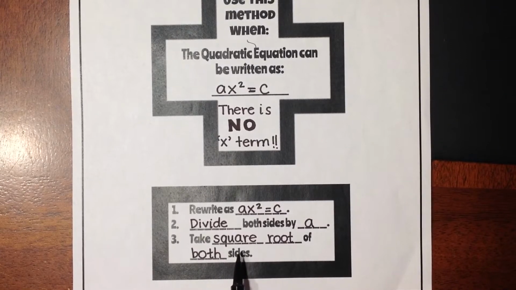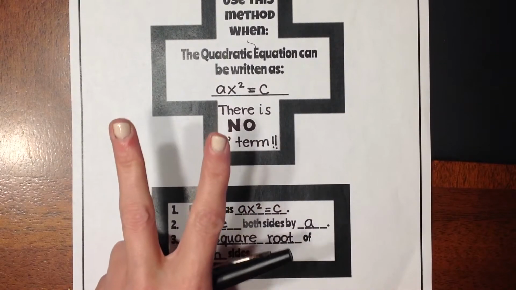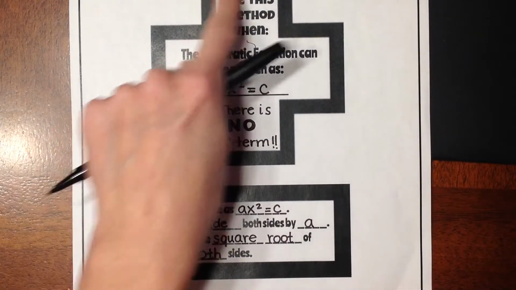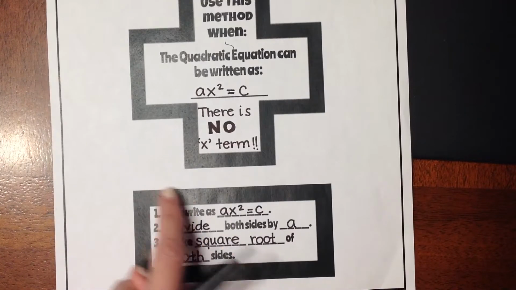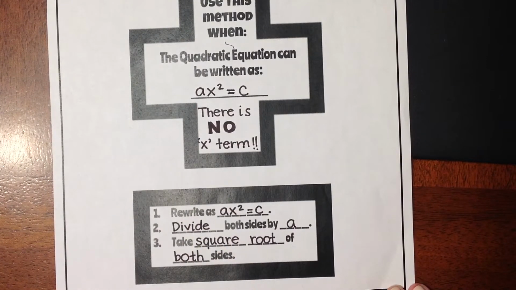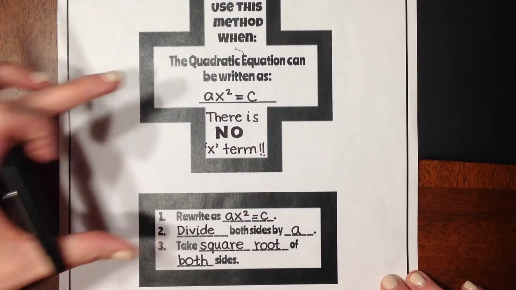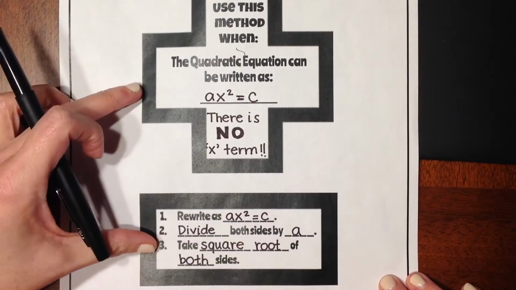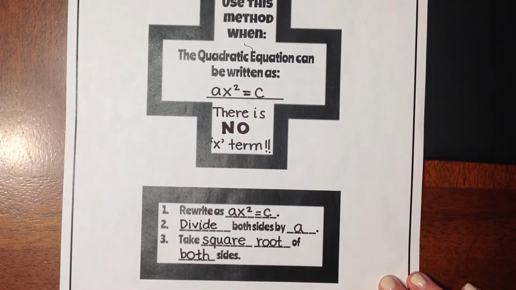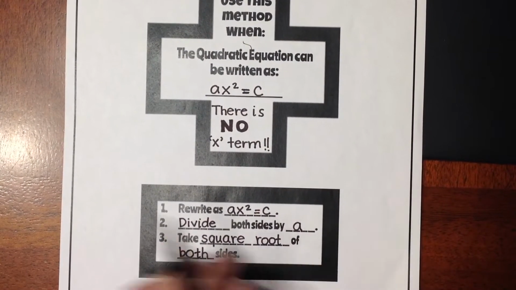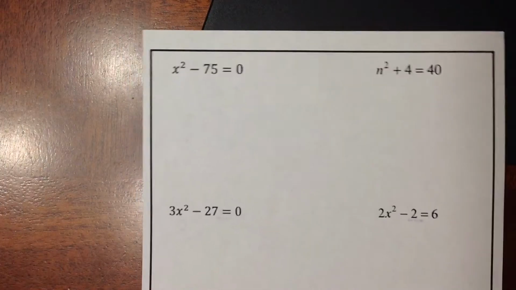Now when you take the square root of both sides, you need to remember that you are going to end up with two answers. One is going to be positive, and one answer is going to be negative, and you'll see when we start working problems what I mean. So this is why you have two of those symbols on the front of your notes. You have a positive sign and you have a negative sign to remind you that you should have two answers. So now we're going to look at examples.